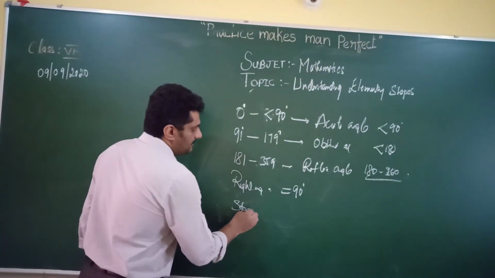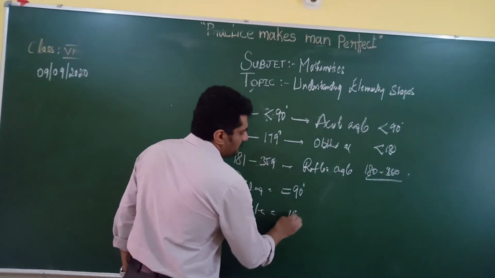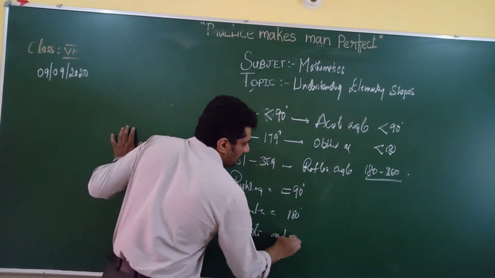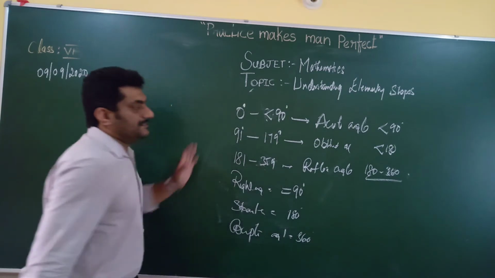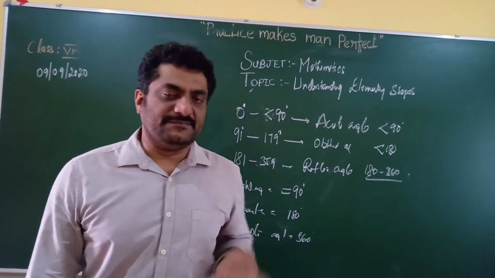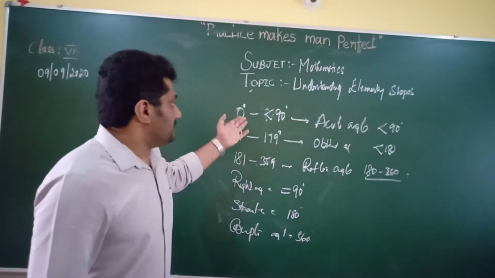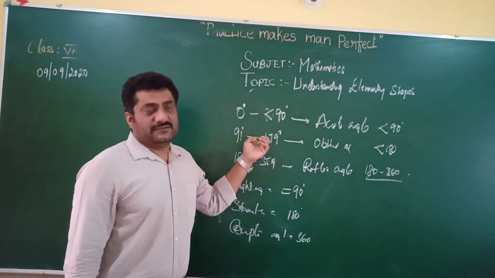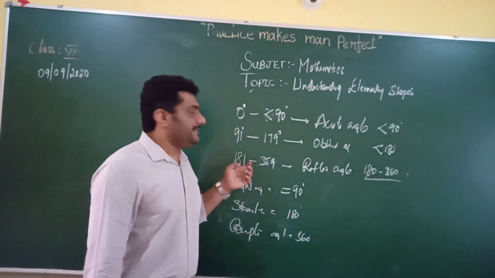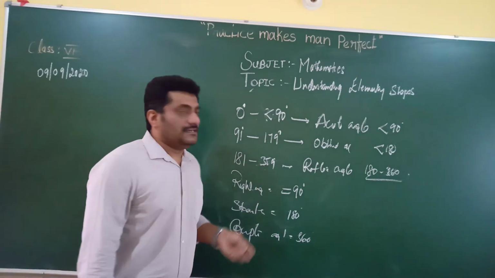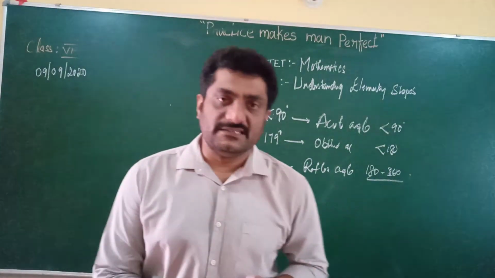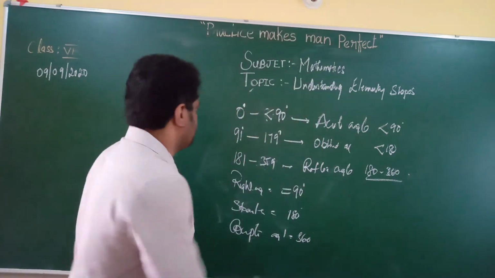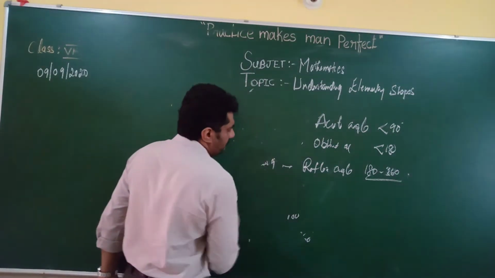Straight angle is equal to 180 degree, and the complete angle is 360 degree. These are the classifications of different types of angles. 0 to less than 90 is acute, 91 to 179 is obtuse, 181 to 359 is reflex, right angle is 90 degrees, straight angle is 180 degree, and the complete angle is 360 degrees. These are the classifications of angles.